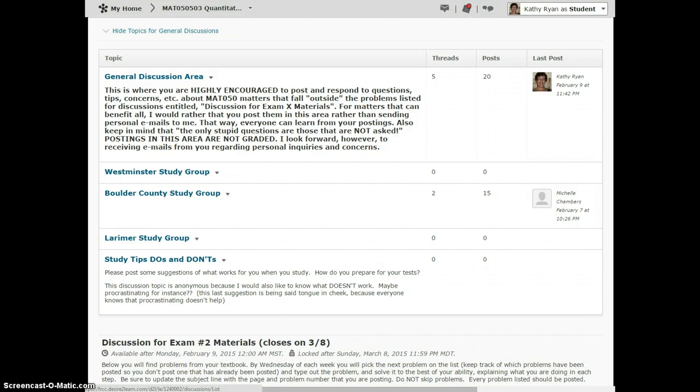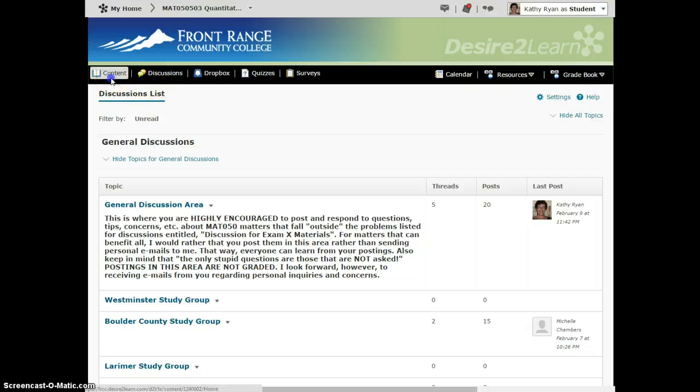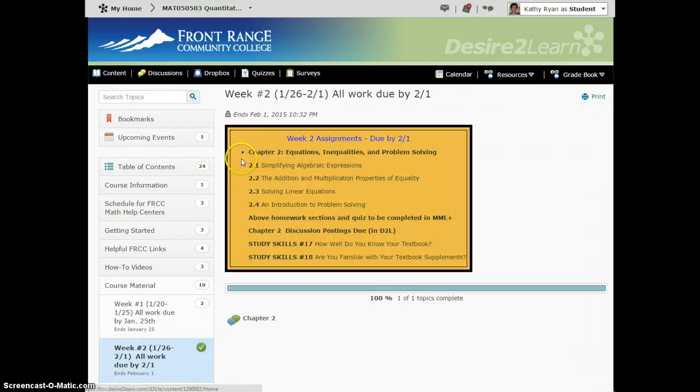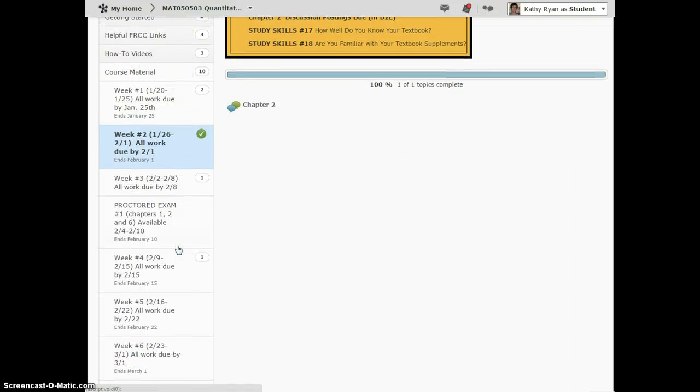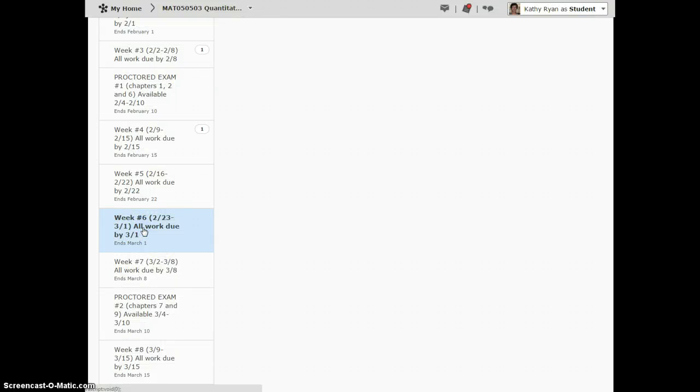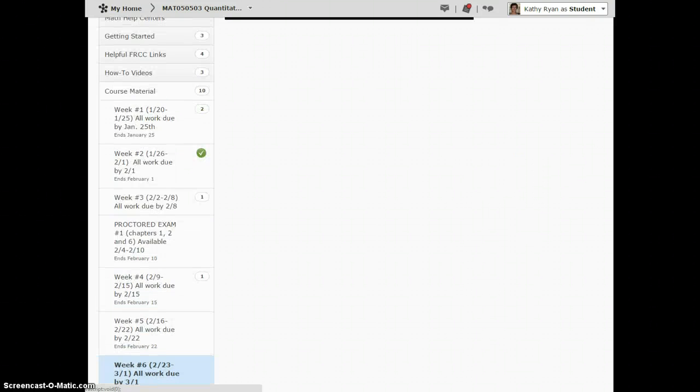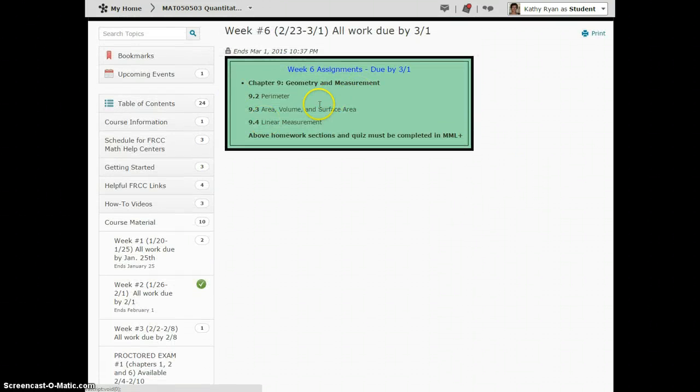So good luck. Make sure you're going into the content area, and you know that we are now in week 6, so make sure you are looking through all the requirements for this week, which is perimeter, area, volume, surface area, linear measurement, the homework and the quiz, as well as participation in the discussion.